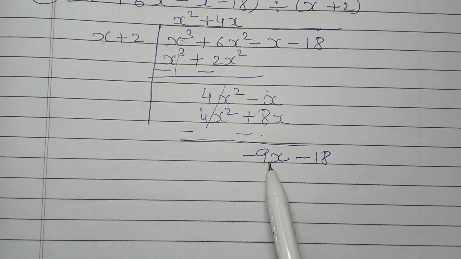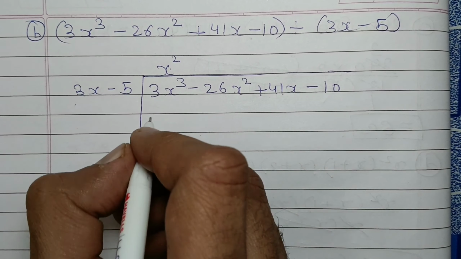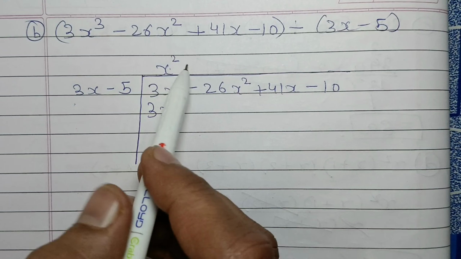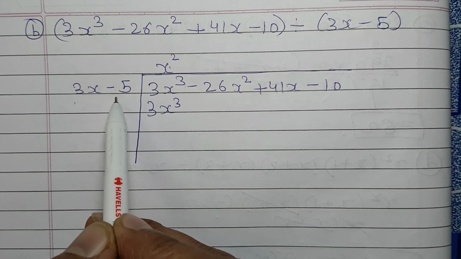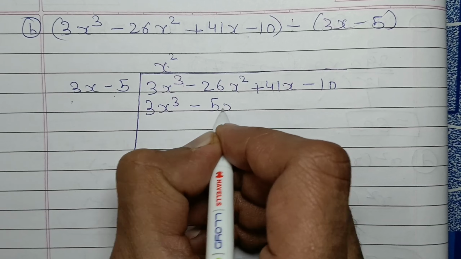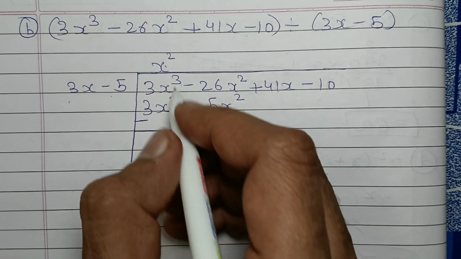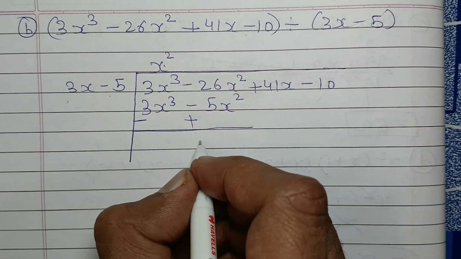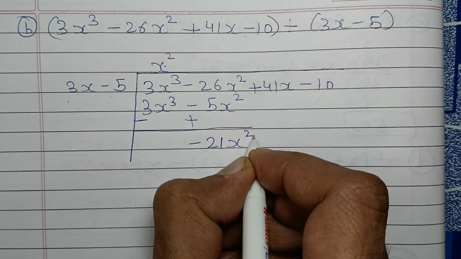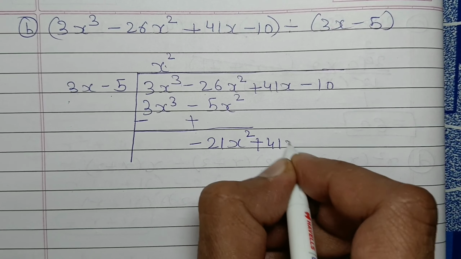We have to divide the first term of the dividend by the first term of the divisor. If I divide 3x cube by 3x, the remaining term will be x square. So I'll put x square here. Now I multiply x square with the first term, which gives me 3x cube, and x square with minus 5, which gives me minus 5x square. I subtract these, so here I will get minus 26 plus 5, which gives me minus 21x square, and plus 41x will come down.